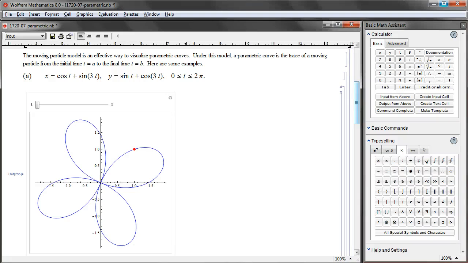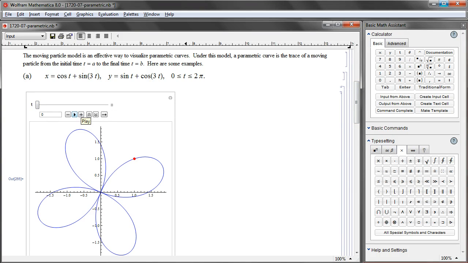X is given as cosine of t plus sine of 3t, y is given as sine of t plus cosine of 3t, as in this example, and t is running from 0 to 2 pi. As t moves on from 0 to 2 pi, you're going to get this kind of motion because x of t and y of t give you the horizontal and vertical position of this motion, and x and y are both periodic functions with periods 2 pi. Consequently, as t moves from 0 to 2 pi, we have to get back to the original place. Consequently, we get a closed curve like this.